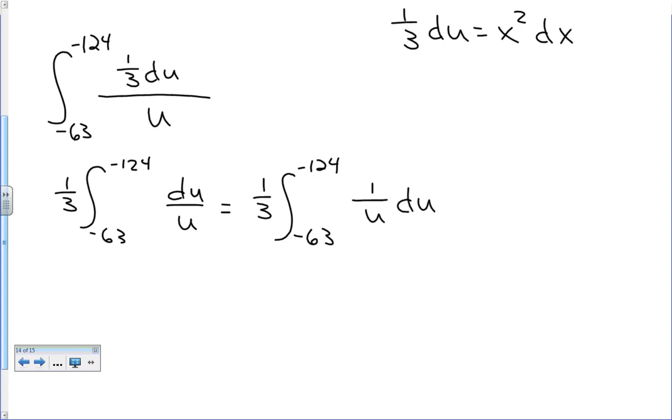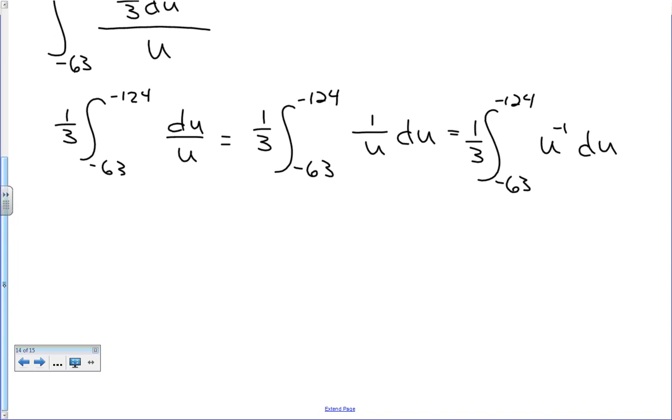This is probably the one that you are going to feel most comfortable with, but you should recognize any one of these. Or again, you can write it as 1/3 the integral from -63 to -124 of u to the -1 du. Okay, be able to work with any one of those. All right, so let's go ahead and evaluate that. Again, anytime you see the definite integral of du over u, 1 over u du, or u to the -1 du, that's the ln function.